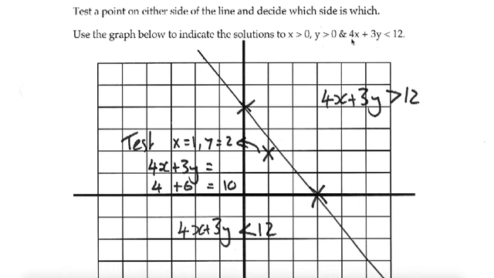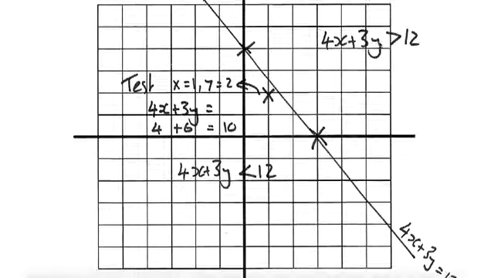And finally, it's asked me to show the region where 4x plus 3y is less than 12. Well, I know that's on this side of the diagonal line, so I shade out everything on the other side that I don't want. My final answer should be this triangle here, which is the region of the diagram that obeys all 3 of these inequalities.